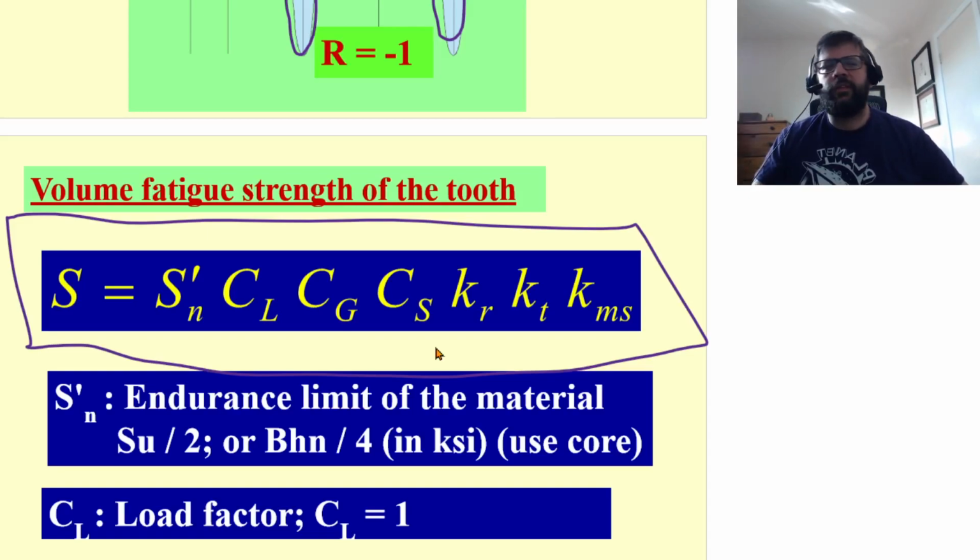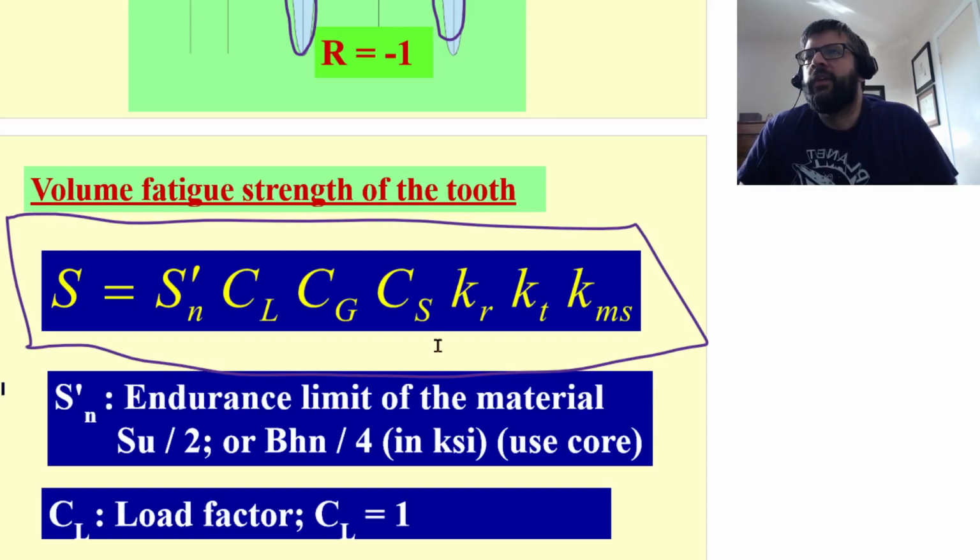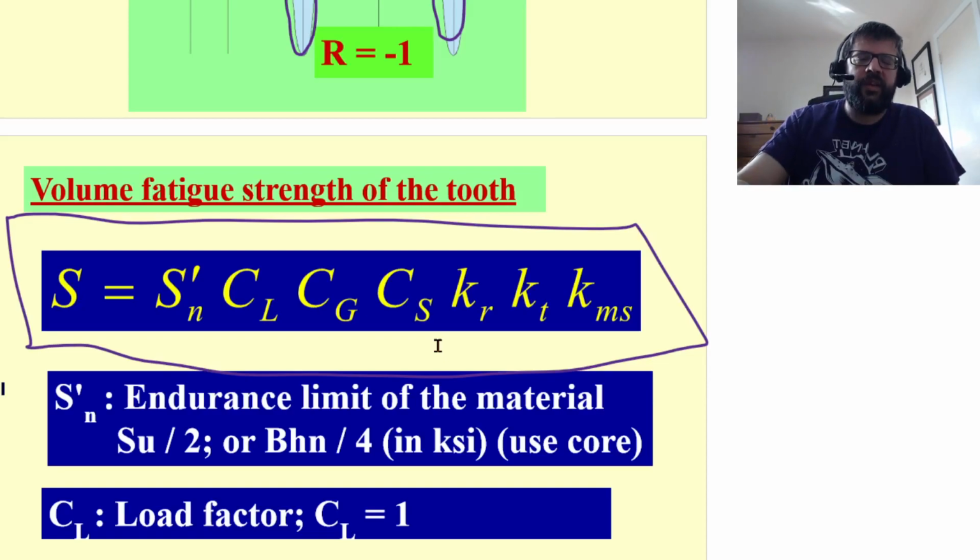Su divided by 2. Or again, oftentimes you see this coming up in gears more often than not, because oftentimes the strength of the gear is really just, they just tell you what the Brinell hardness number is. So generally speaking, the Brinell hardness number divided by 4 will give you your ultimate strength in ksi.